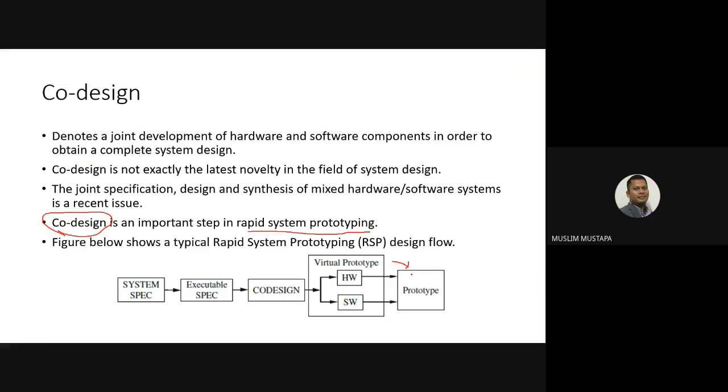But it's a long process here. Here we are talking about rapid system prototyping, so it has to be fast. If we talk about rapid, I think it shouldn't take more than 1 year.